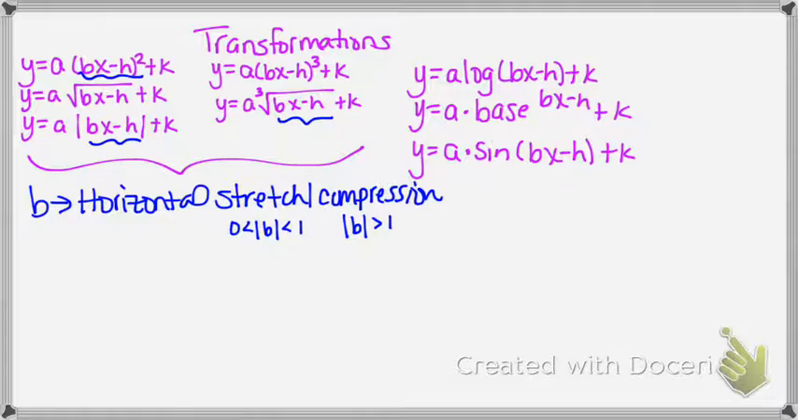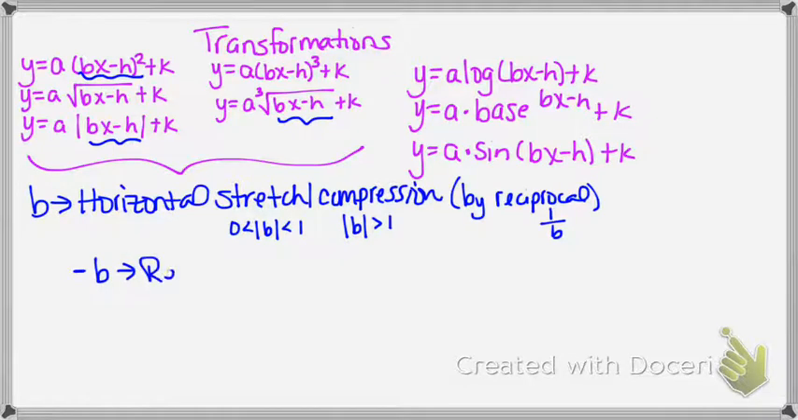And also, just so you know, when you do this, you're going to say it's a horizontal stretch or compression, and then you're going to put by, and the number you're going to put here is actually going to be the reciprocal of the number that you're given. Okay, so it'd be by the 1 over b. Now, just like with the a, we put the b in absolute value there because if it's a negative b, it has its own job. A negative b means it's going to reflect across the y-axis.